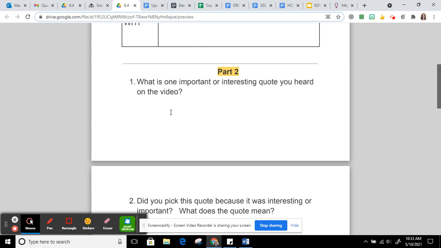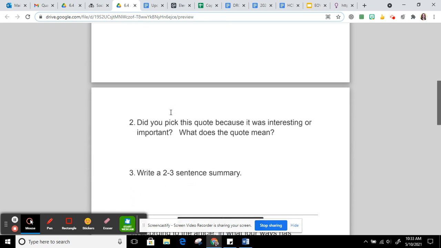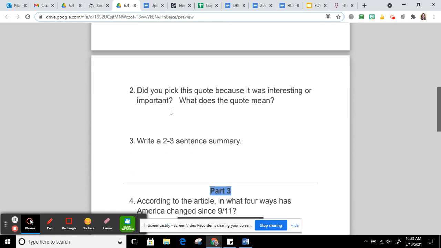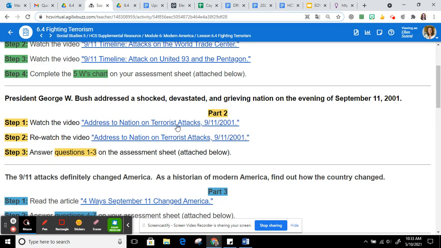Part 2, what is one important or interesting quote you heard on the video? So while you're watching the video for the second time, try to pull out a quote that is either important or interesting that you heard. Number 2, did you pick this quote because it was interesting or important? And what does the quote mean? Why did you choose it? What does it mean? And then number 3, you're going to write a 2 to 3 sentence summary on the video that you watched here.